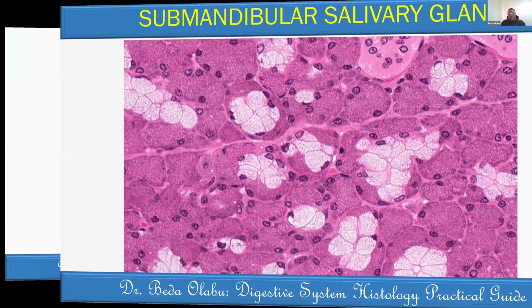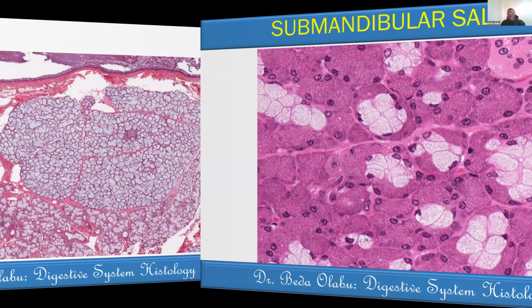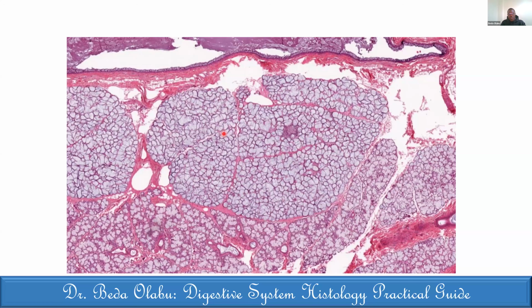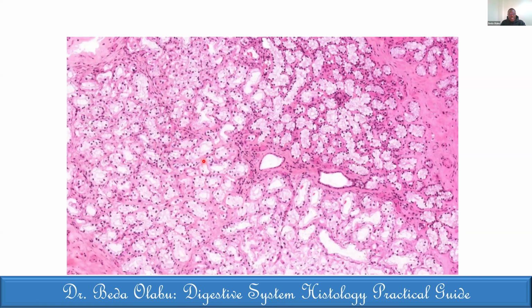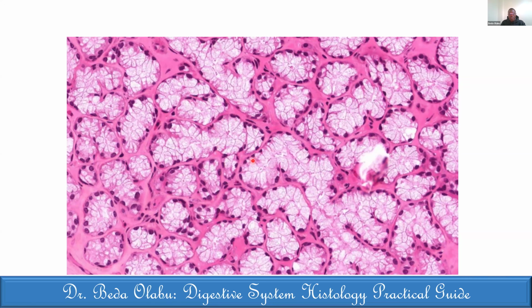The last one is definitely sublingual gland. Why do we say so? Yes, we can see the connective tissue stroma. We can see lobulations. A higher magnification of it shows us that the acini are predominantly mucus. Maybe a much higher magnification will display that better. The acini are predominantly mucus.